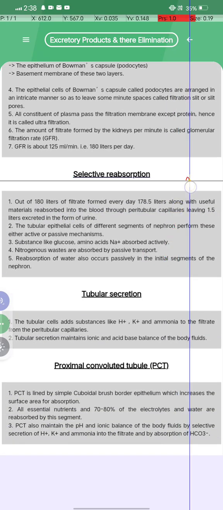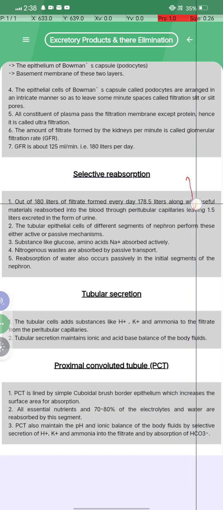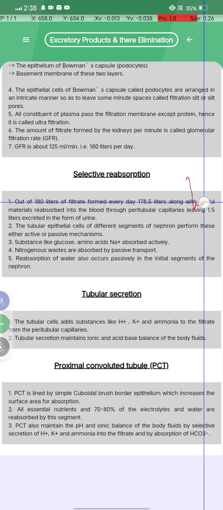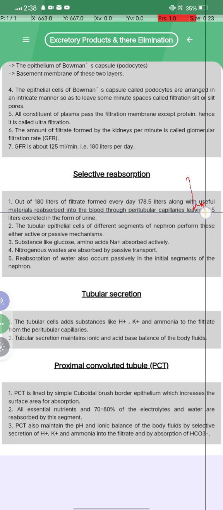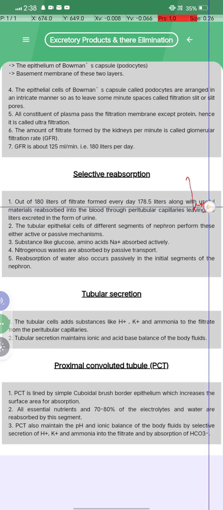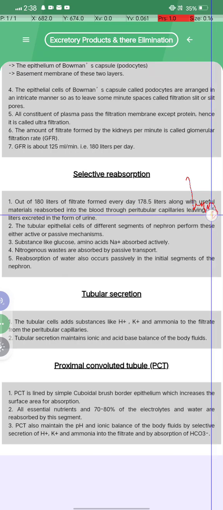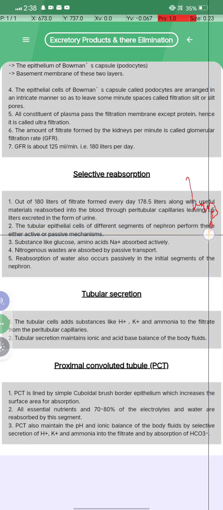Selective reabsorption क्या होता है? Out of 180 liters of the filtrate formed every day, 178.5 liters along with useful material is reabsorbed into the blood through the peritubular capillaries, leaving 1.5 liters excreted in the form of urine.